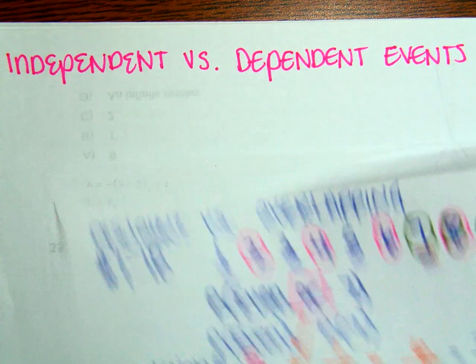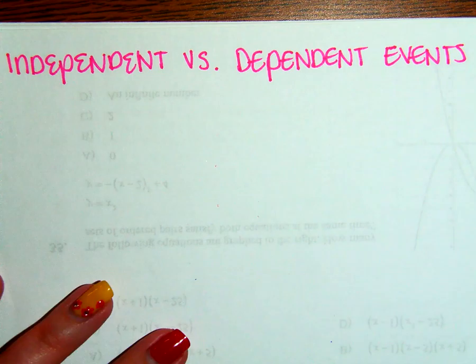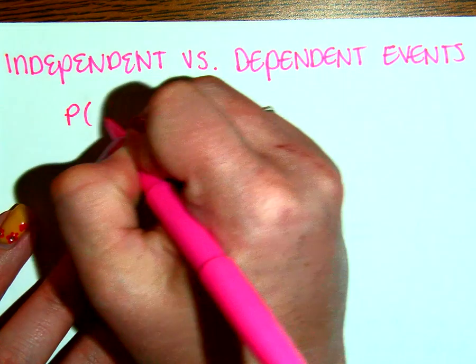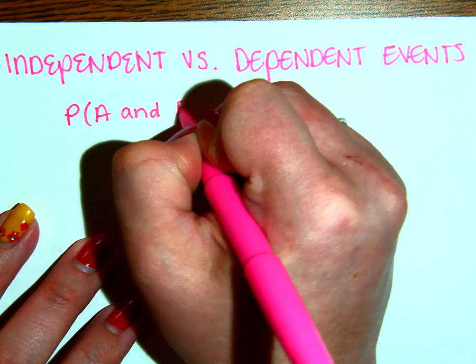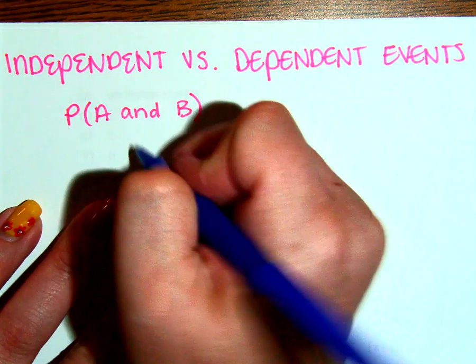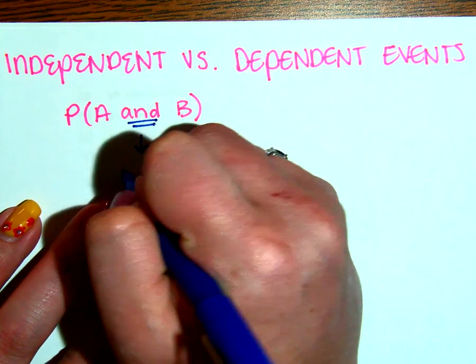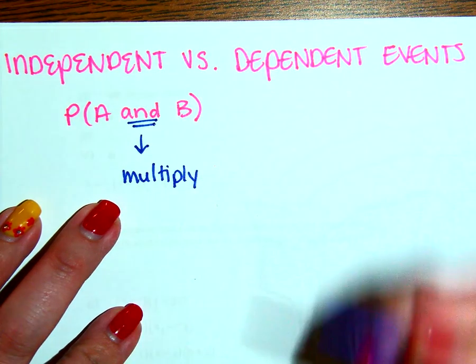Okay? Today we're going to be focusing on independent versus dependent. And with these events, you're going to see something like this. The probability of event A and event B. Okay? When we see the word and, this is going to indicate multiplying. Okay?